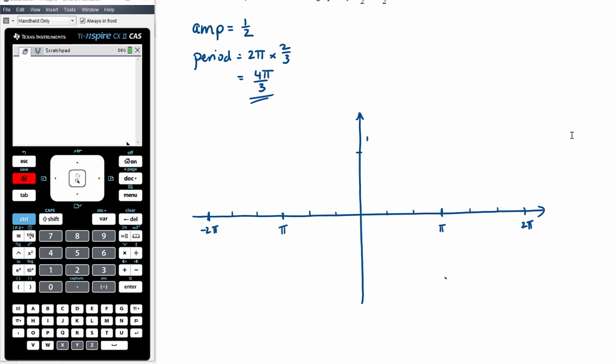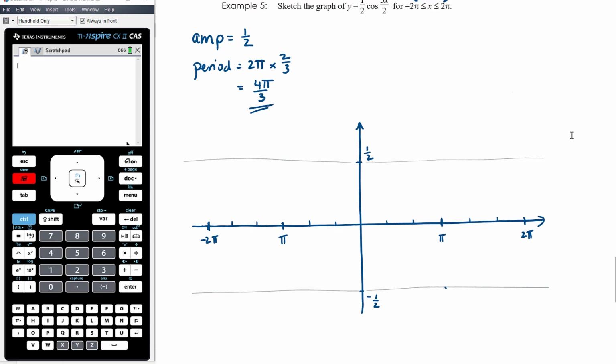Our amplitude is half. Again, it doesn't really matter how big you make that, as long as it's the same either side. If you want to, grabbing your pencil and just drawing yourself in a light guideline, just to give you some structure in which to draw your graph.